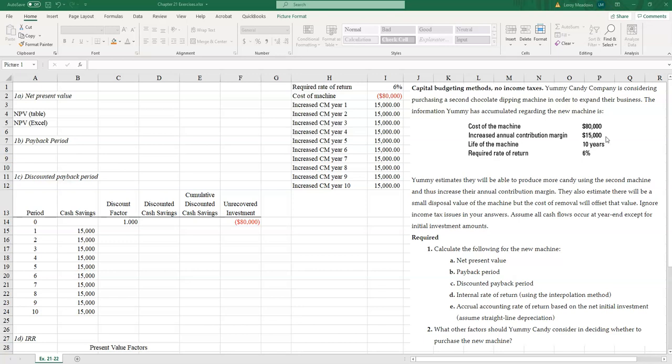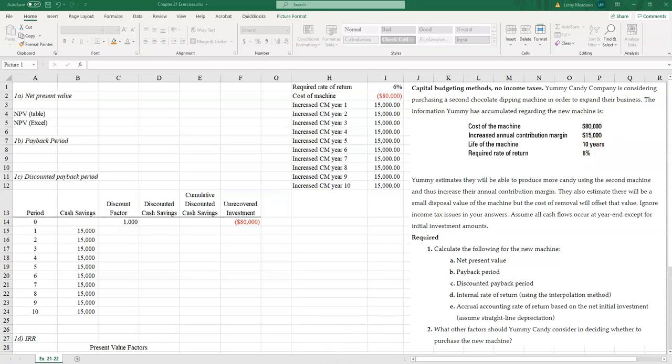So in order to calculate the net present value, the first thing I have to do is take my $15,000, my annuity, the amount of the payment each and every year is the same, and multiply that by the present value of an annuity based on 6% for 10 years. So what am I going to do?